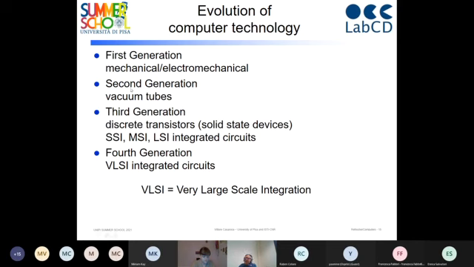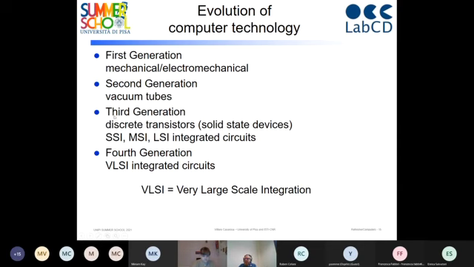Then there was a second generation in which the mechanical parts were replaced by vacuum tubes. Vacuum tubes, I don't know if you have ever seen one. They are like small lamps. For example, the early TV sets, early meaning in the 50s, were based on these vacuum tubes. And they have the property that they can switch state very quickly, much more quickly than an electromechanical device. But they still are somehow bulky. As I was saying, a vacuum tube is the size of a small lamp.